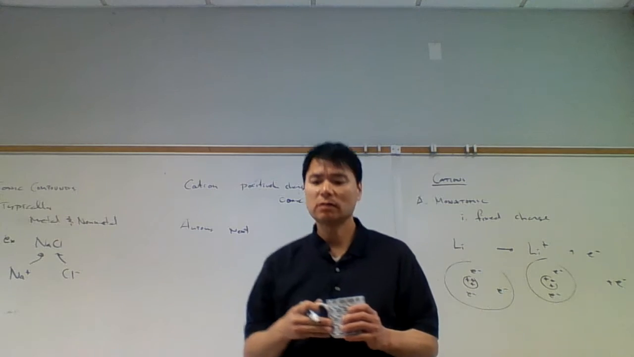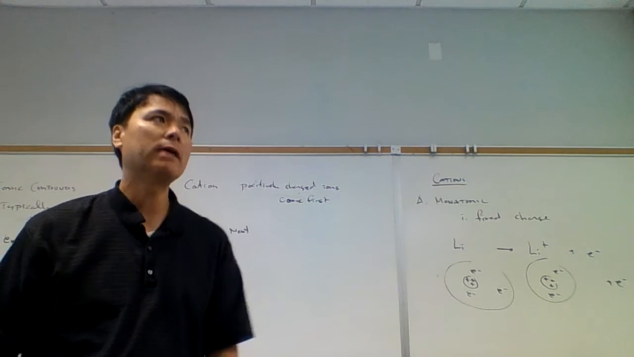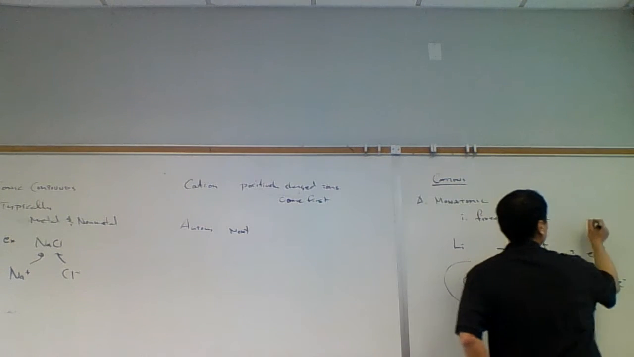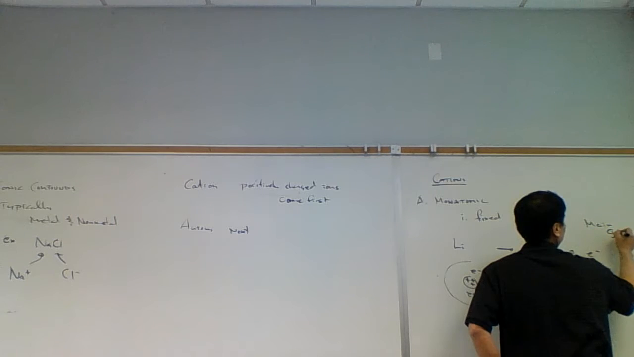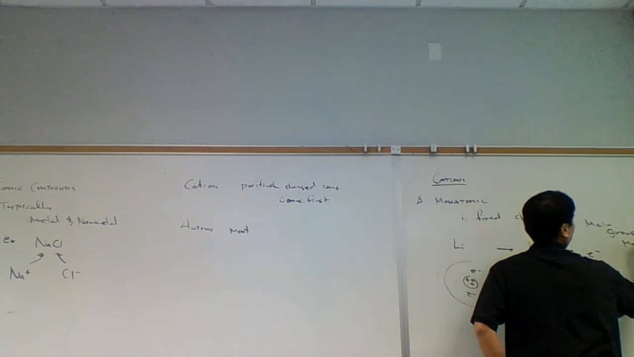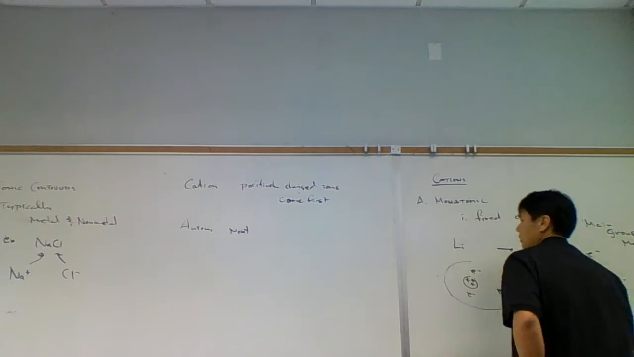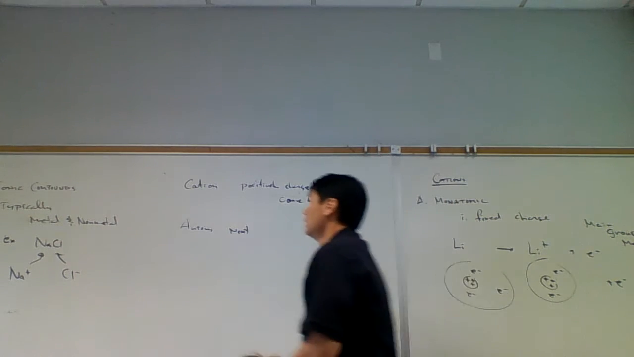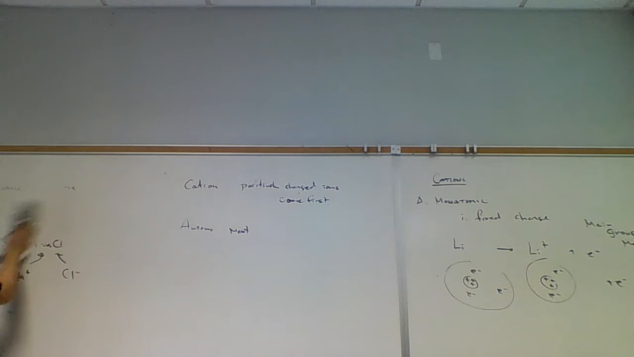Now, which ones are the fixed charge? The fixed charge is what we call the main group. The main group elements are fixed charge, so main group metals. For example, group 1, which is the first column there, they all have a +1 charge. So it's easy to figure out the charge. Sodium ion is Na+, potassium ion is K+, rubidium is Rb+. This is group 1.